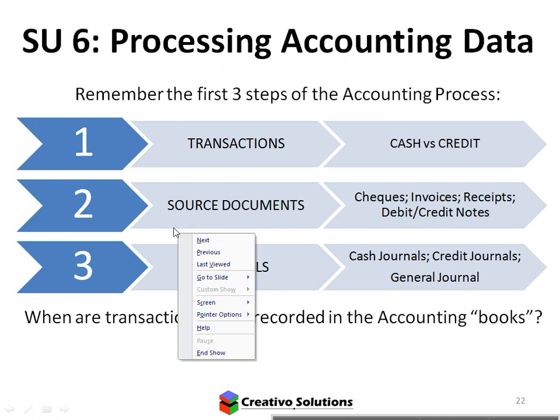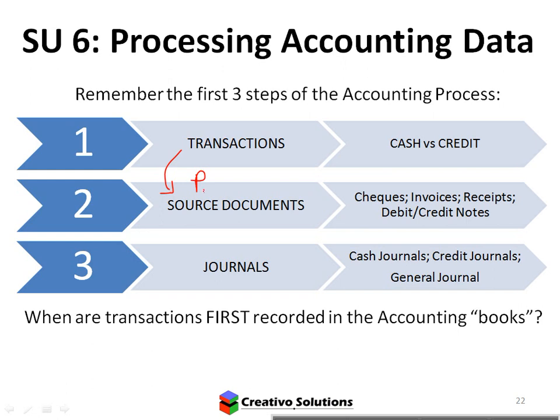Transactions will have source documents. What are source documents? It's proof or evidence that something has taken place. If I buy something, what do I get? A till slip. That's a source document. If I'm buying something, is that a payment or a receipt? It's a payment. I'm buying something. So where would I record that? In a journal that represents all my payments.